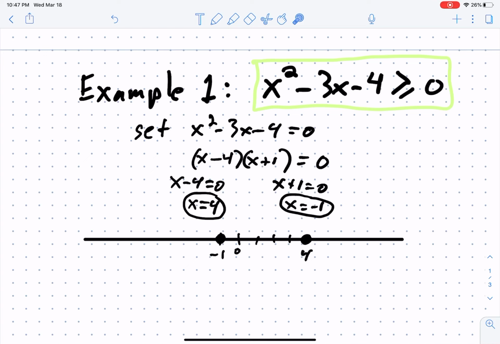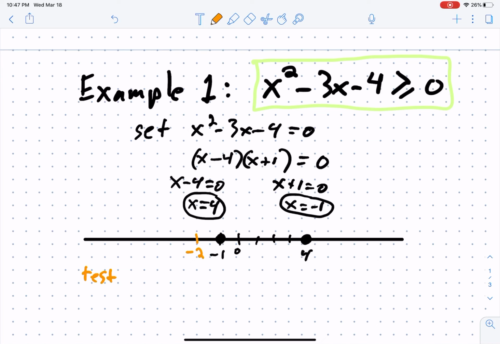And what's nice about this is that it has narrowed things down, so that instead of having to test infinitely many different numbers, we really just have to test whether it's positive or negative on this interval, on this interval, and on this interval. And here's how we do it. We just pick a number in each interval, plug it in, and test it. So for example, here I'm going to choose the number -2.